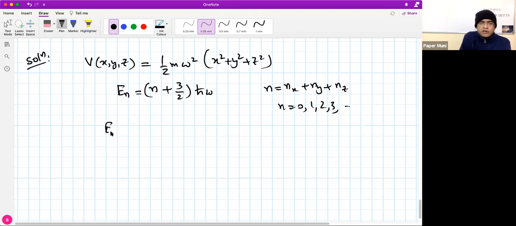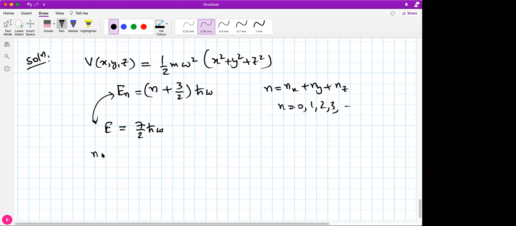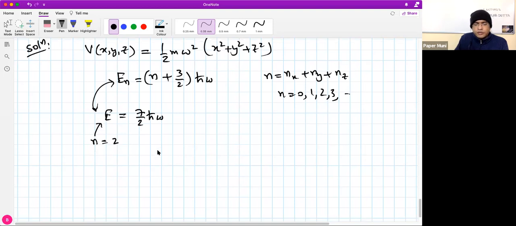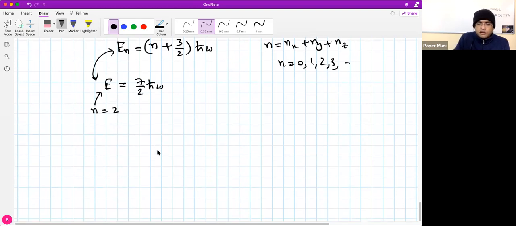Now we have been given some energy value, and the particle is said to be in this state. What is this state? If you compare this energy, n will be equal to 2. So this corresponds to n equal to 2. All right, so what are the possible nx, ny, nz values for this?